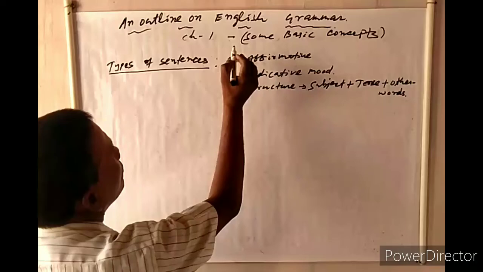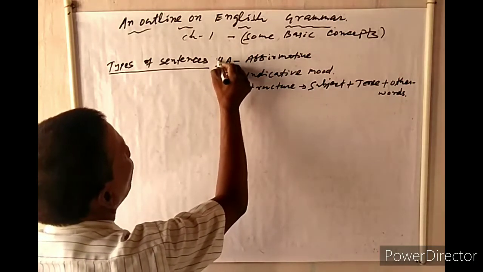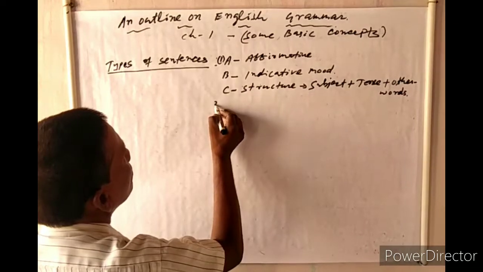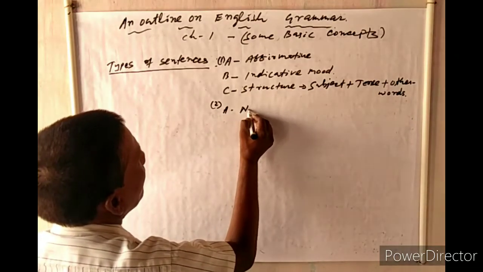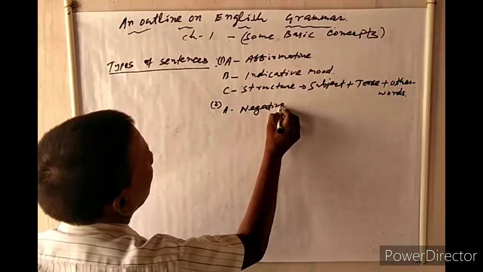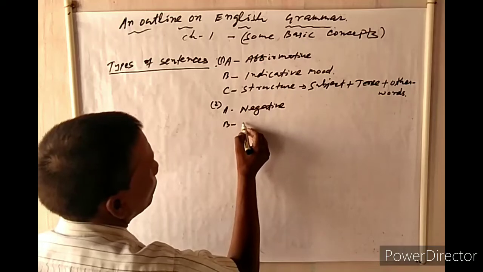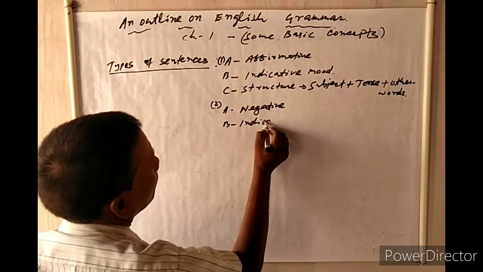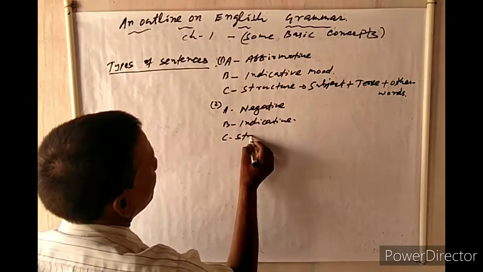Then it was sentence type 1. The next was sentence type 2. That was negative sentence. And we have already mentioned mode-wise it was indicative. C. Structure.